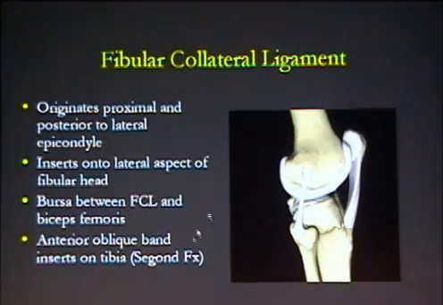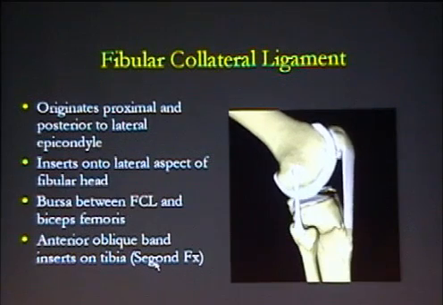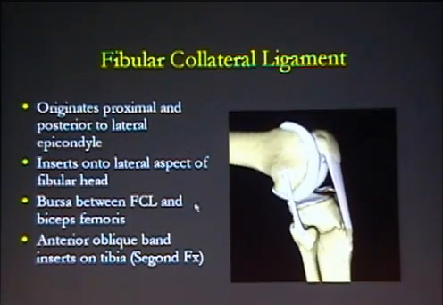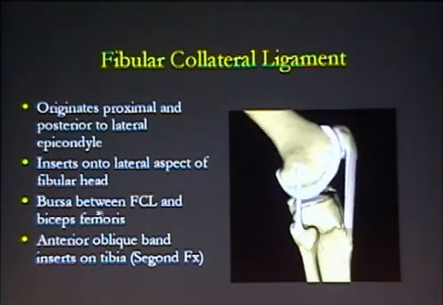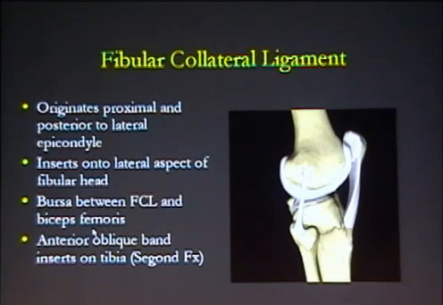Okay, starting with one of the easy ones, the fibular collateral ligament. The fibular collateral ligament originates proximal and posterior to the lateral epicondyle of the femur. It inserts onto the lateral aspect of the fibular head. There may be a bursa between the fibular collateral ligament and the biceps femoris. There are some fibers which are not pictured on this diagram, known as the anterior oblique fibers, the anterior oblique band of the fibular collateral ligament, which insert onto the tibia. Those fibers, along with the deep capsulo-osseous portion of the iliotibial band, are the structures that are likely responsible for the Segond fracture.